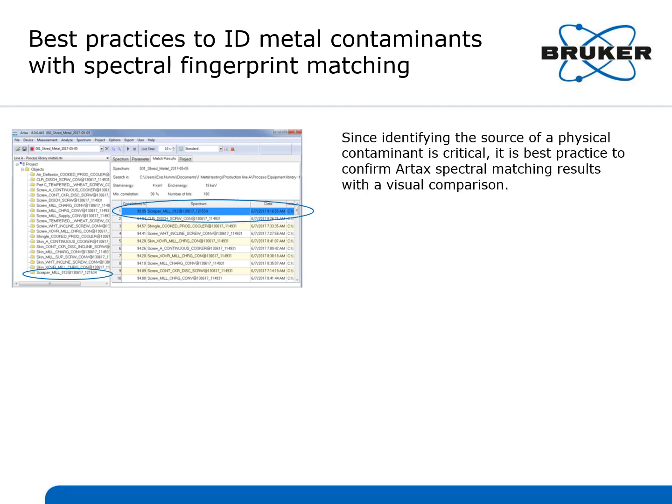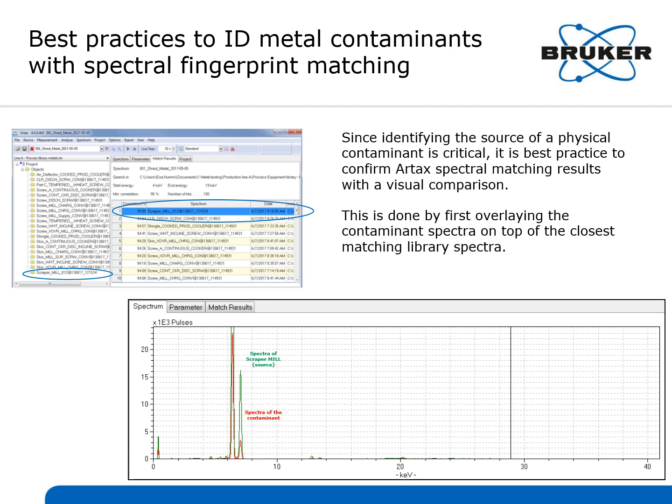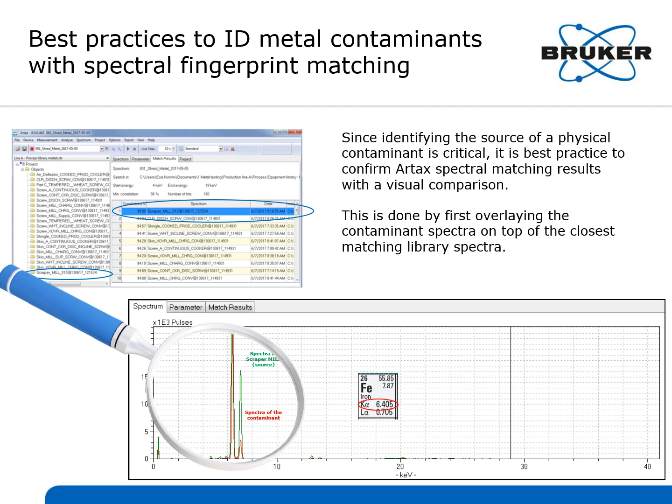Since identifying the source of a physical contaminant is critical, it is best practice to confirm RTAX spectral matching results with a visual comparison. This is done by first overlaying the contaminant spectra on top of the closest matching library spectra. In this case, it's the one that is 99.9% matched, the Scraper Mill piece. Let's zoom in on the spectra from around 6 to 7 keV, which is where the iron K-alpha and K-beta energy signals are.